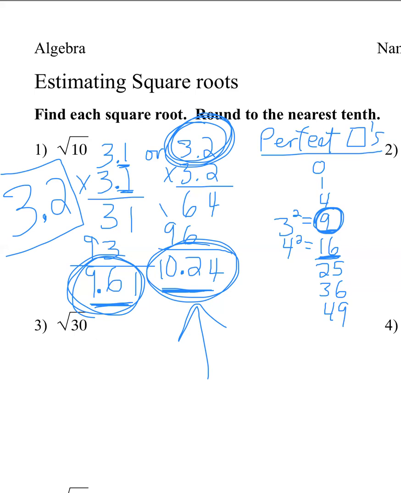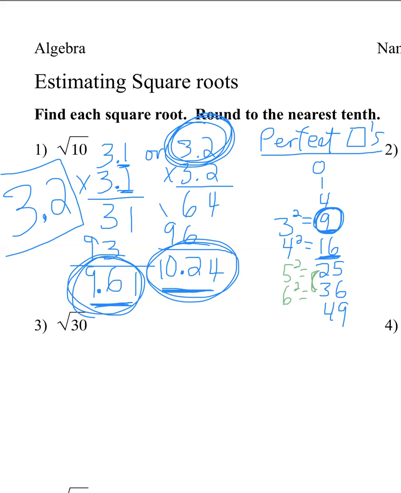Okay, so while I have this list of perfect squares up, let's try the square root of 30, number 3 right here. Square root of 30 is going to land me in between 25 and 36. 25 was 5 squared, and 36 is 6 squared. So that means that this number, 30, is going to be in between 5 and 6. Hopefully everybody can see that. So I know it's going to be 5 point something. I just don't know 5 point what.